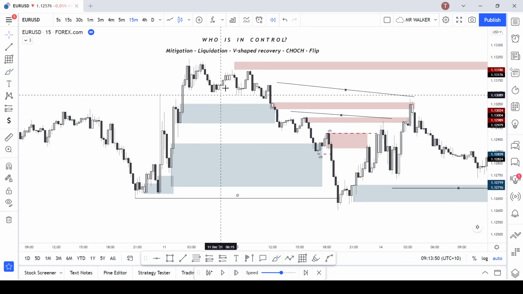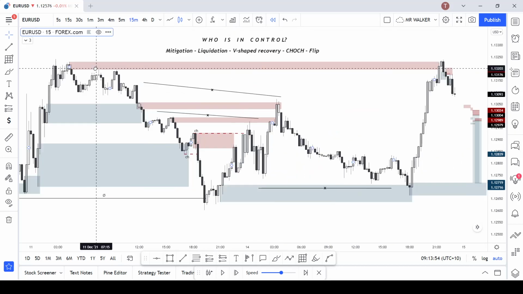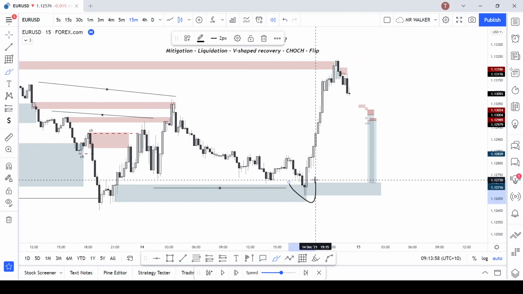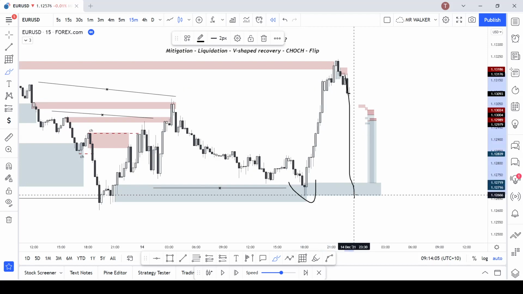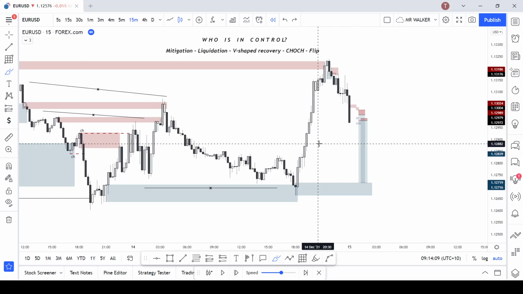Since we're in a range, we trade the edges, and that means that the target is this weak low. So you just put the target all the way up to here, okay? So then I play the price forward.